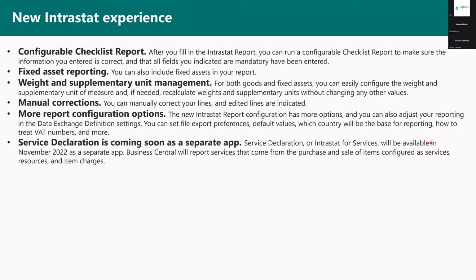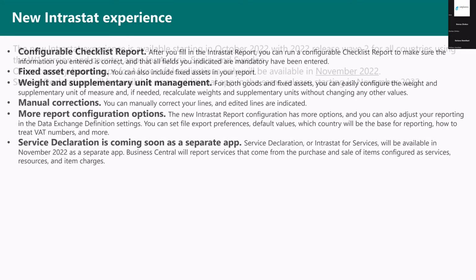For both goods and fixed assets, you can also configure all other details like weight and units of measure, and it also does recalculations for this. As I said before, you can do manual corrections on lines before exporting, because now you have an interface to do that. You can configure the export as you want. And the new Intrastat interface supports not only items, but also service declarations. This will be available in November, but it permits you to also report services that come from purchases and sales inside Europe.